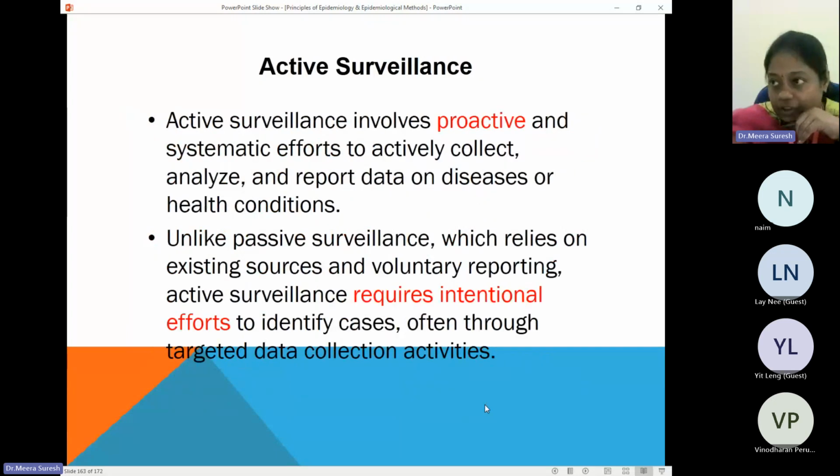The opposite is active surveillance, where these people become proactive. They get into the community and find out what is happening, and collect the data. Here they require intentional effort. Maybe they call up these clinics, doctors, or healthcare facilities, actively involved in collecting the data, being proactive, coming out of their comfortable chairs or tables, and going to find out what is happening. That is active surveillance.